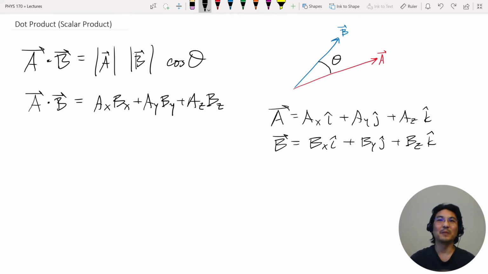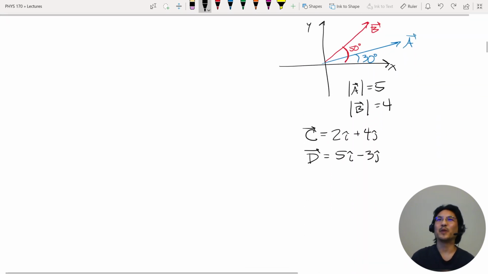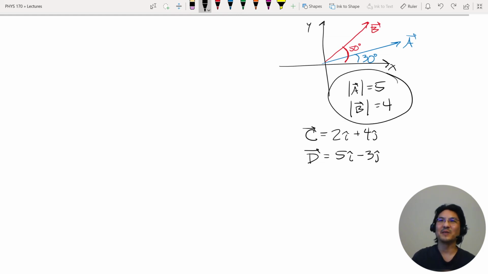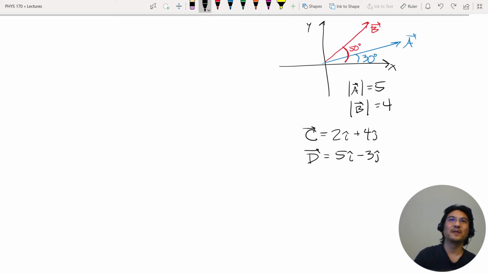Okay, so for example, here I have four different vectors. For vectors A and B, I know the magnitudes, and if I just look at the picture, I can get the angle between them. For vectors C and D, I am given the components. So let's just try it out.